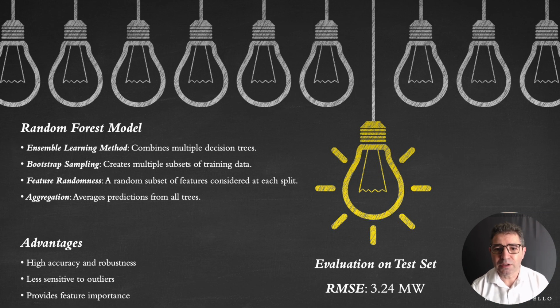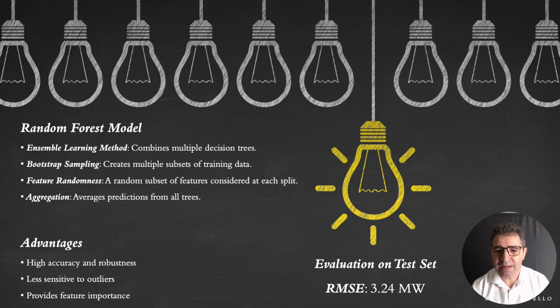Now, let's talk about the random forest model. Random forest is an ensemble learning method that combines multiple decision trees to improve accuracy and robustness. It uses bootstrap sampling to create multiple subsets of the training data and trains a decision tree on each subset. At each split in the tree, a random subset of features is considered, which reduces the correlation between trees. The final prediction is obtained by averaging the predictions of all individual trees.